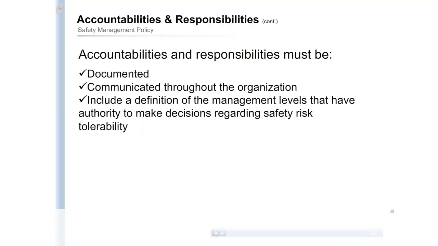Accountabilities and responsibilities must be documented and communicated throughout the organization. Include a definition of the management levels that have authority to make decisions regarding safety risk tolerability.